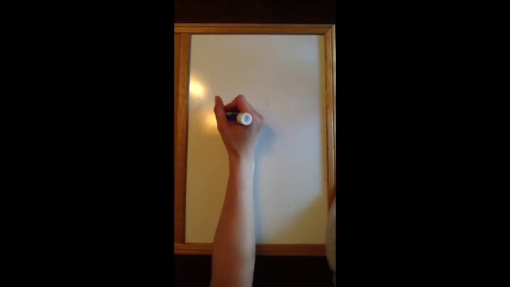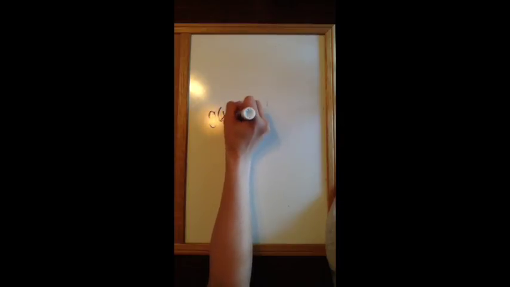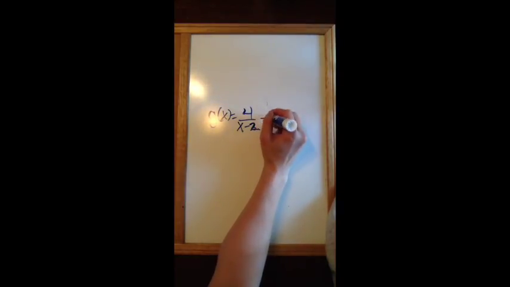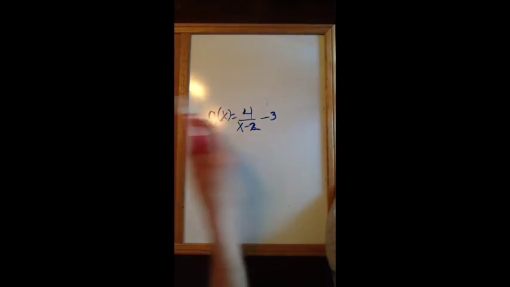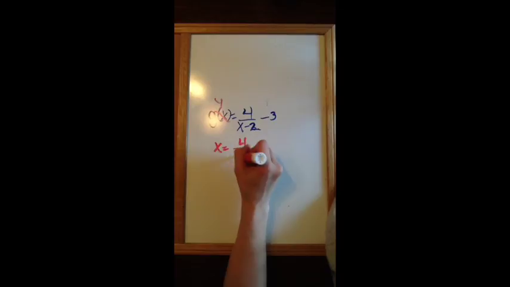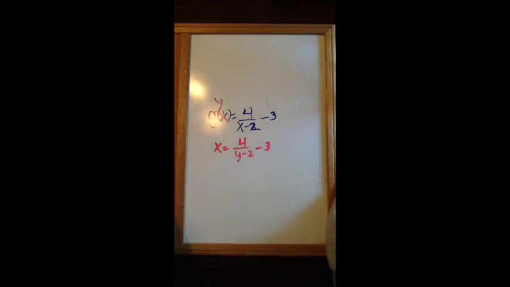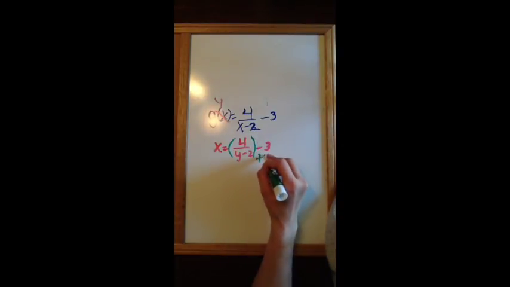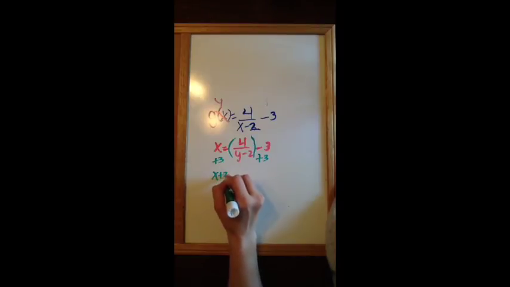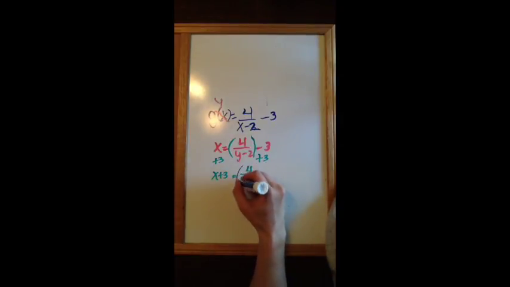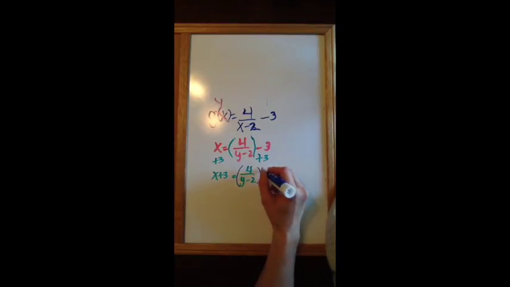Okay, so if I give you g of x equals 4 over x minus 2 minus 3. Okay, so I'm first going to switch x and y. The g of x is really our y, so I'm going to change it to x equals 4 over y minus 2 minus 3. So I want to get the fraction by itself, so I want to get this alone, so I'm going to add the 3. So I have x plus 3 equals 4 over y minus 2. So I want to get the y out of the denominator. So I'm going to multiply by y minus 2.